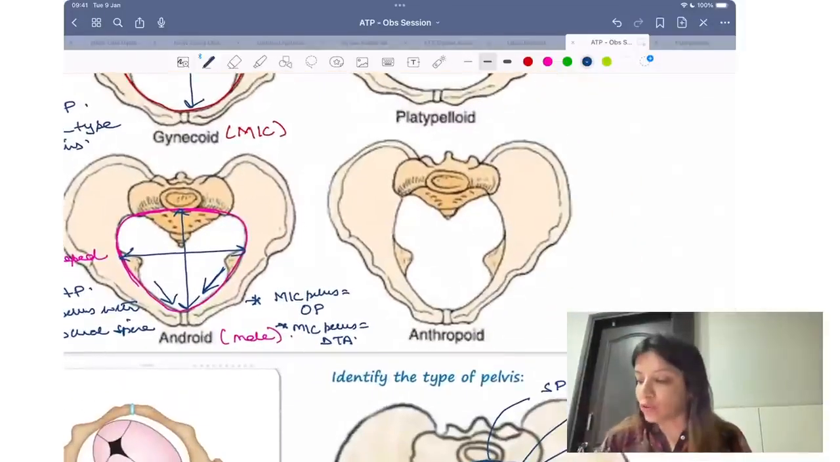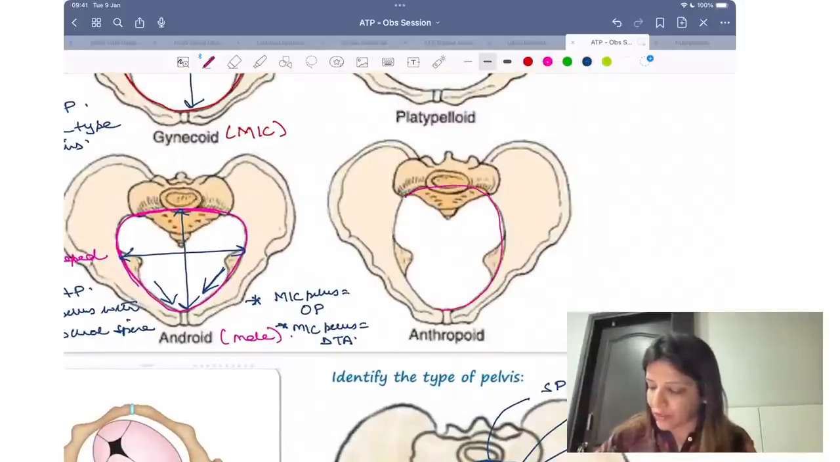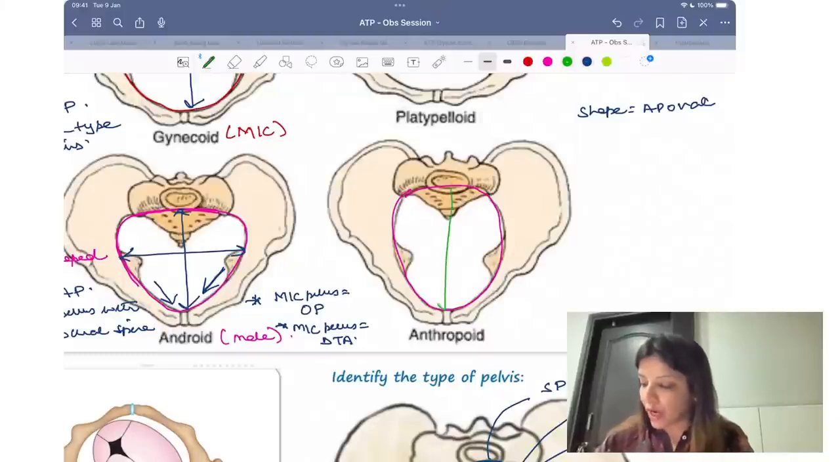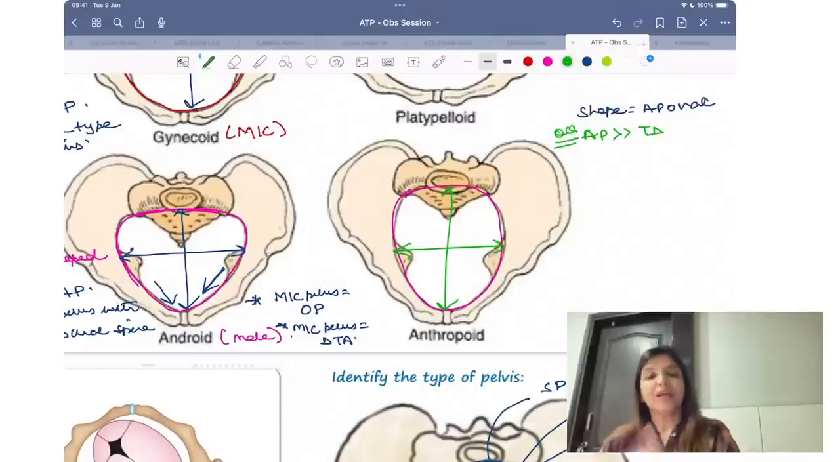Then we come to anthropoid pelvis. Anthropoid pelvis is a pelvis जिसकी shape is AP oval. Antero-posterior oval. This is the only pelvis जिसमें AP diameter is more than transverse diameter, and that is why a question is asked over here. This is the pelvis which is associated with.